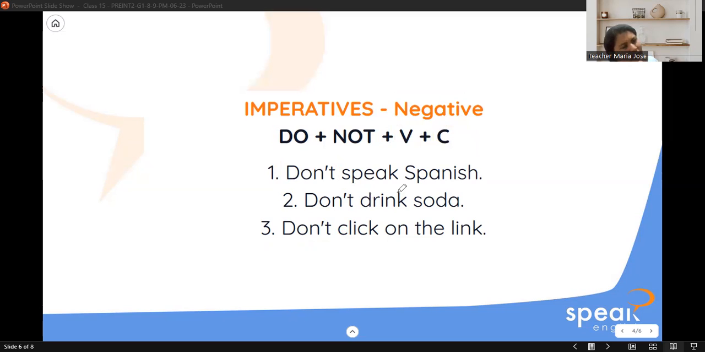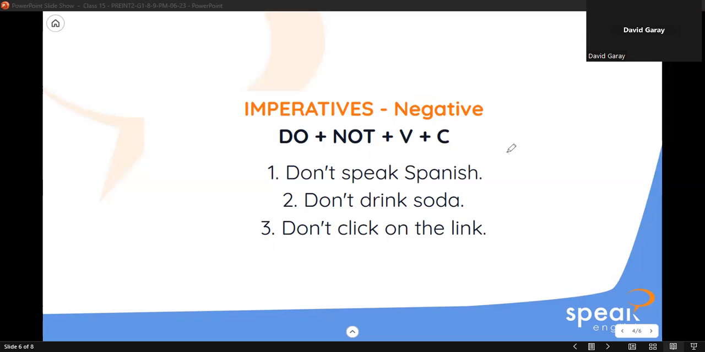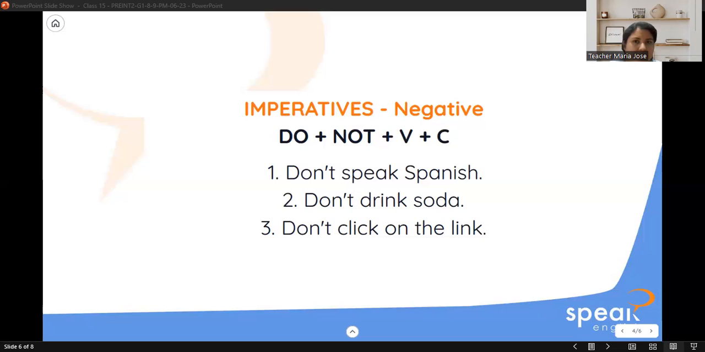Okay, can you give me another example for this, David, on a negative structure? Don't eat fast food. Okay. Another example, Alejandra. Don't sleep late. Excellent. Very good. So is the idea clear for the affirmative and negative imperatives? Yes, it's clear. Yes, perfect.